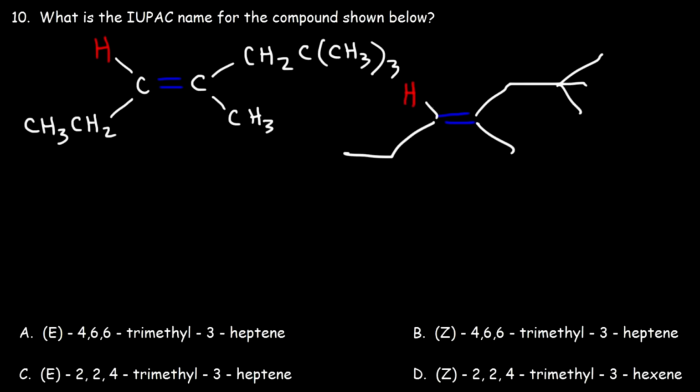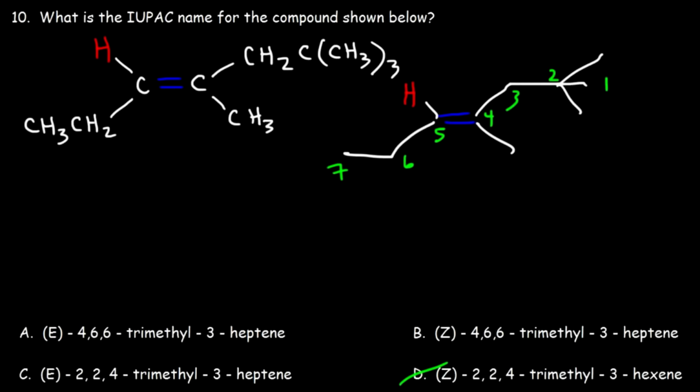Now the next thing we need to do is identify the longest chain. So if we start from this end, this is going to be carbon 1, 2, 3, 4, 5, 6, 7. So it's going to be a heptane derivative as opposed to a hexane derivative, which means we can eliminate D. Hexene indicates that there's 6 carbon atoms in the longest chain, but we can see that there's 7.